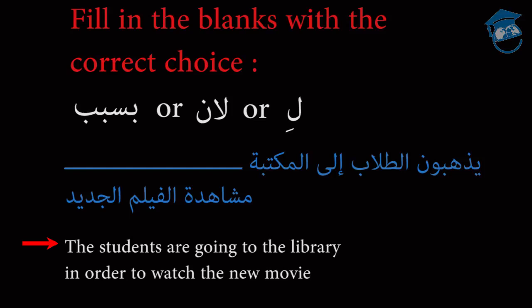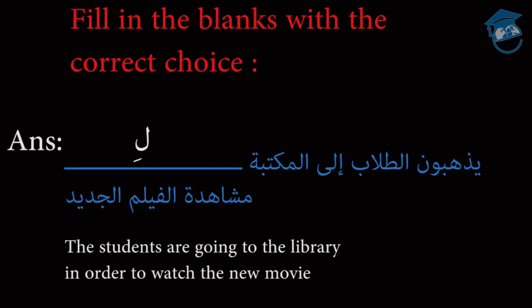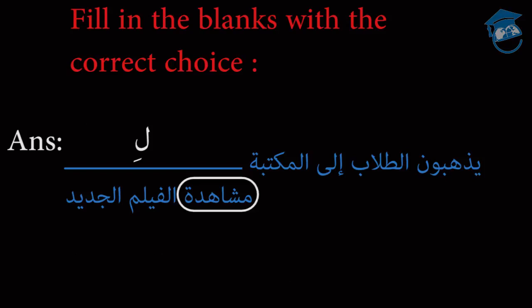Let me read the sentence again in Arabic. يذهبون الطلاب إلى المكتبة blank مشاهدة الفيلم الجديد. Would you fill in the blank with بسبب, لأن, or لي? The correct answer is لي. We use لي because of mushahida. Remember, mushahida is a masdar. Did you get it right? Great job.